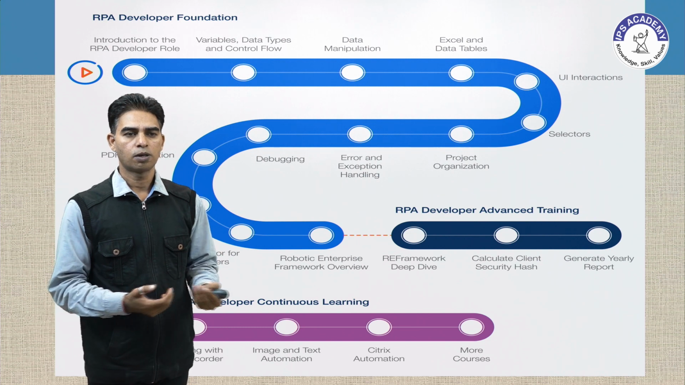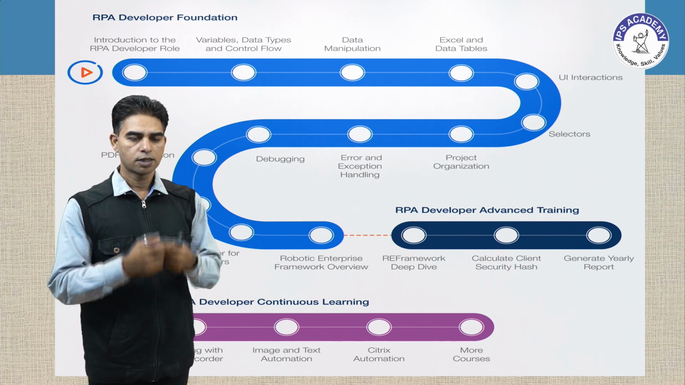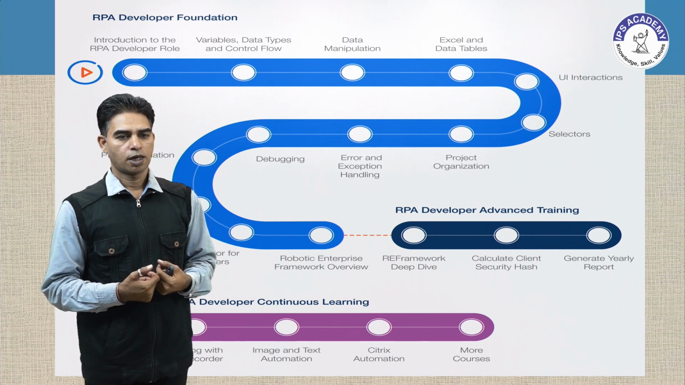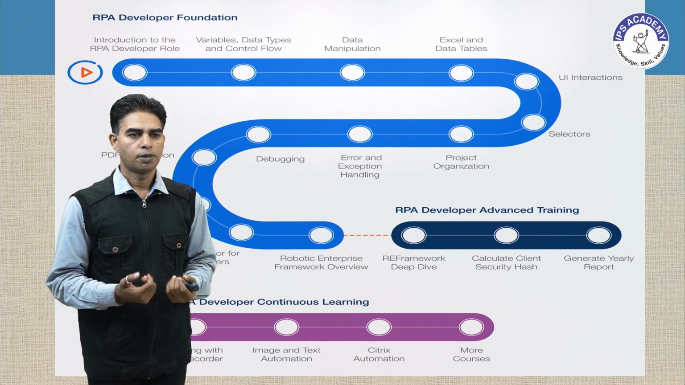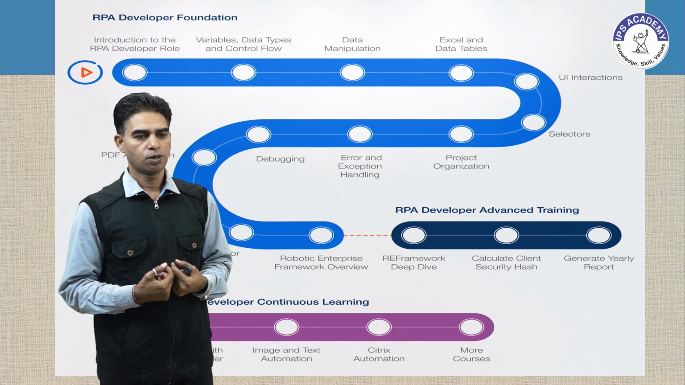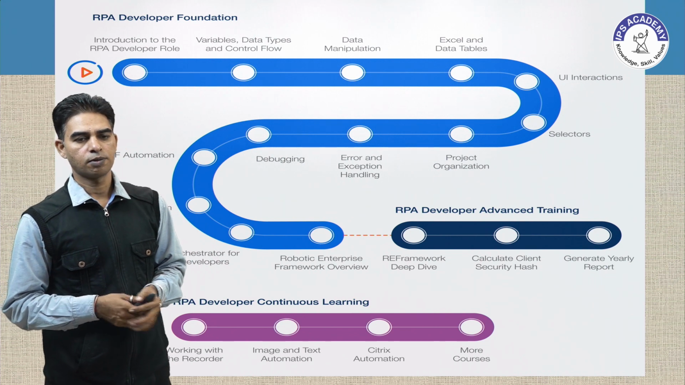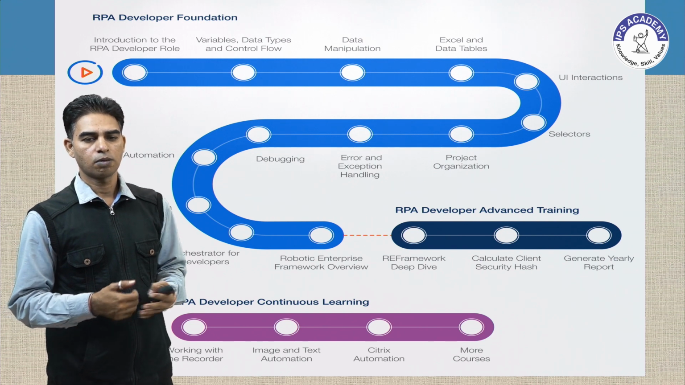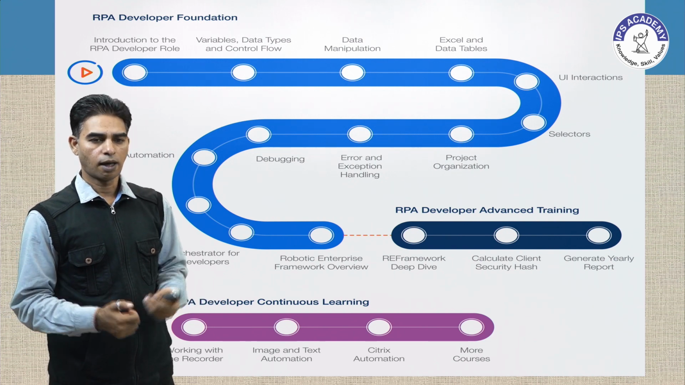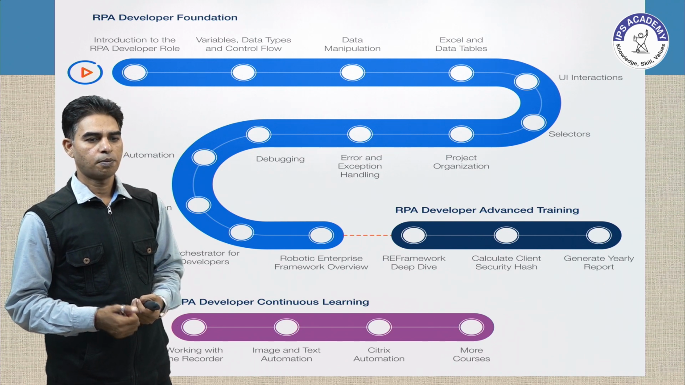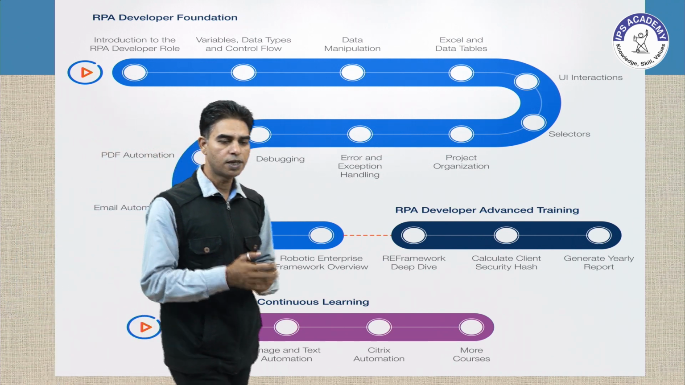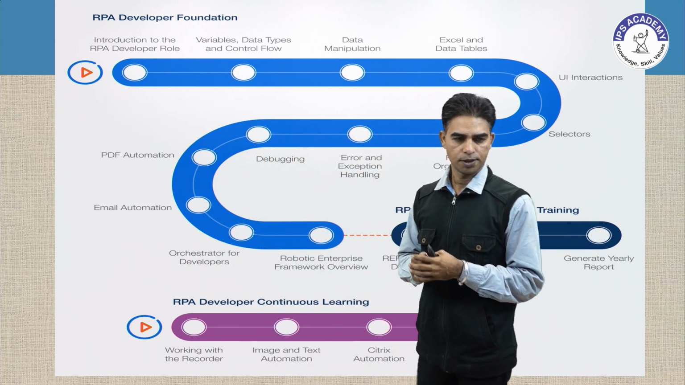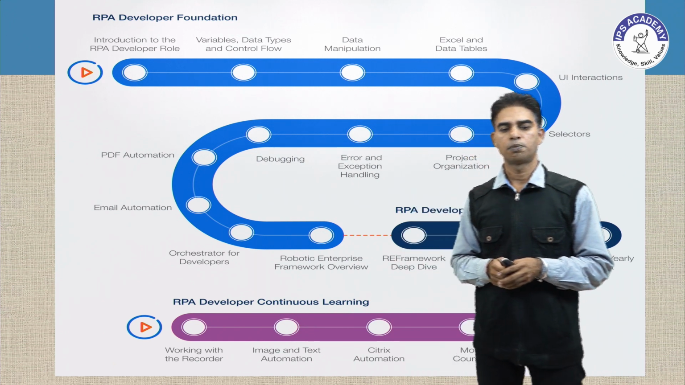So you have to work with robotic process automation. A large amount of data can be manipulated, selected, and many types of operations can be performed on huge amounts of data by robotic process automation. Then there are different projects, and you have to know how to organize a project. When you are working with the project, you have to handle errors and exceptions. After that comes debugging, PDF automation, email automation, and Orchestrator for developers.